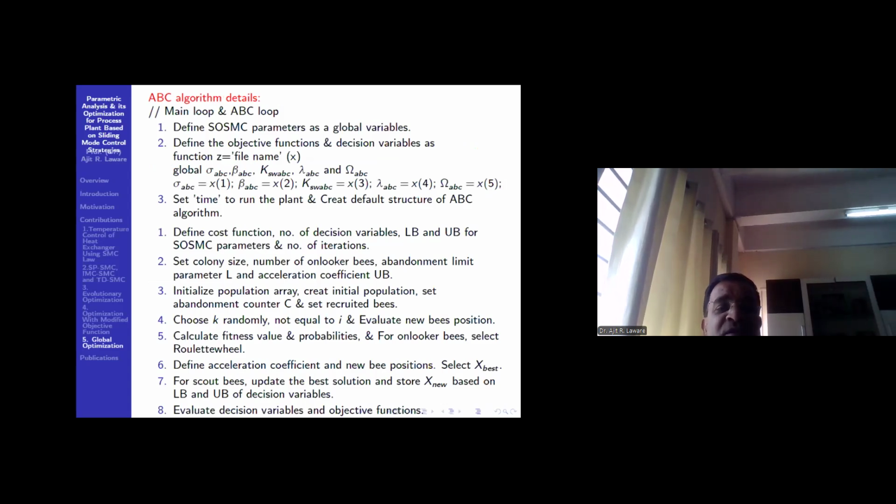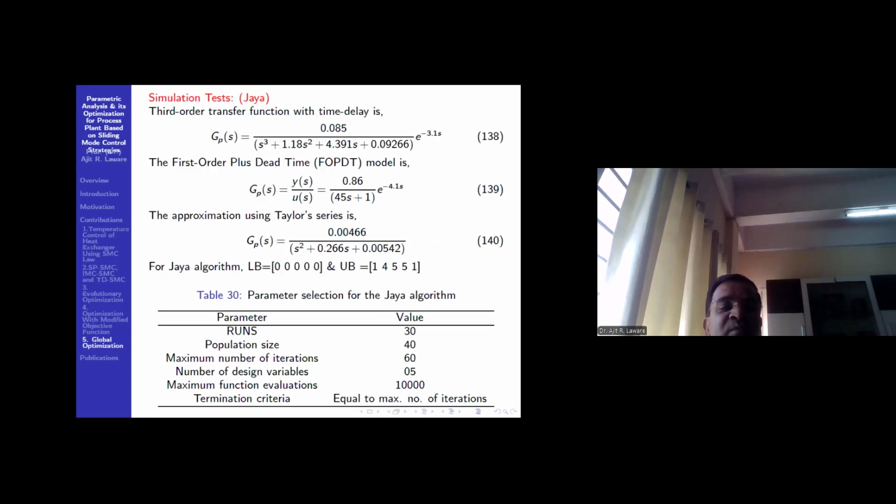Define the objective function, specify the decision variable, lower bound, and upper bound. Then define the algorithm specific parameters, then define the counter, find the x best position, and finally evaluate the decision variables and objective function. These are the ABC algorithm details.